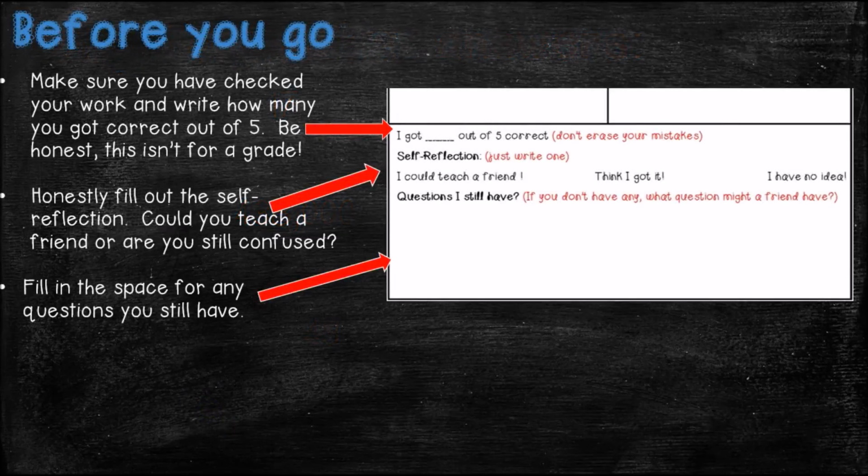Make sure you've checked your work and you wrote how many you got correct out of 5. Remember, this isn't for a grade. Also, be sure to write down your self-reflection at the bottom. Could you teach a friend, or do you still have no idea how to do this?